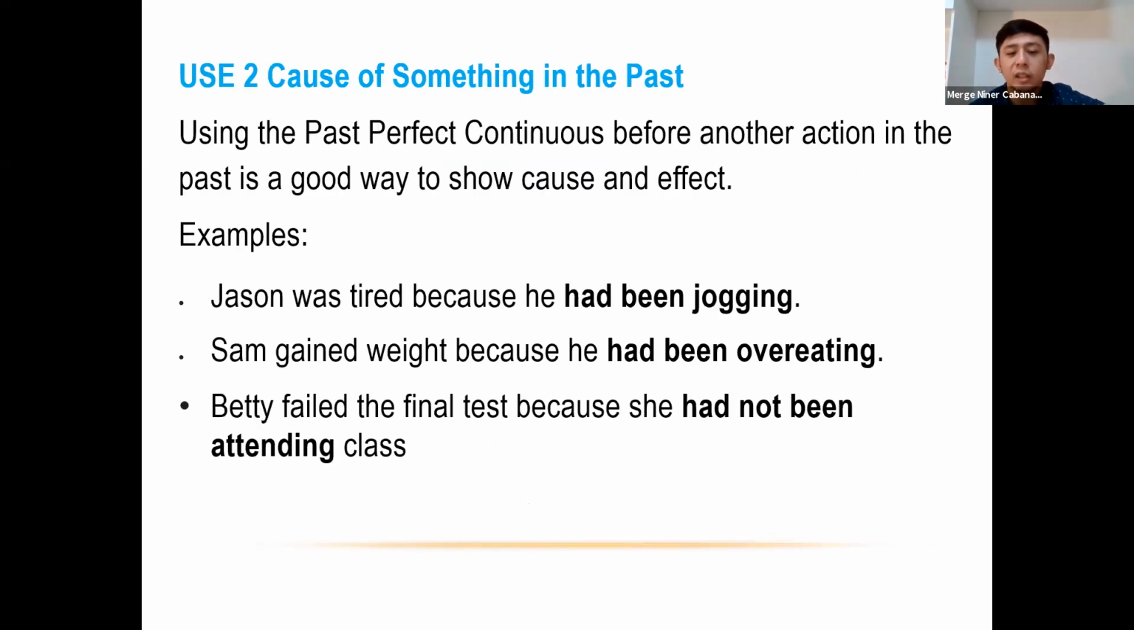Now, second, cause of something. Jason was tired because he had been jogging. I told you guys, this is the best use to show cause and effect relationship. Sam gained weight because he had been overeating. Betty failed the final test because she had not been attending classes.